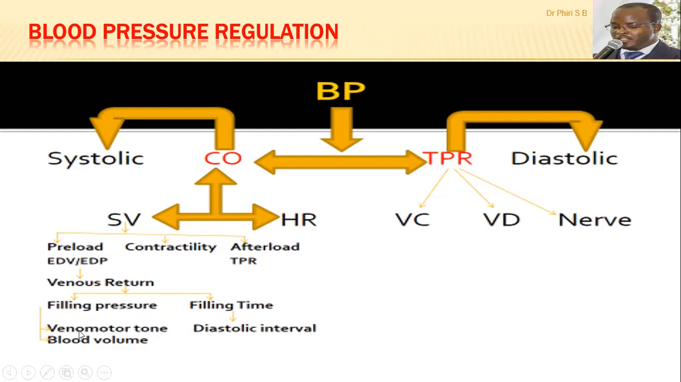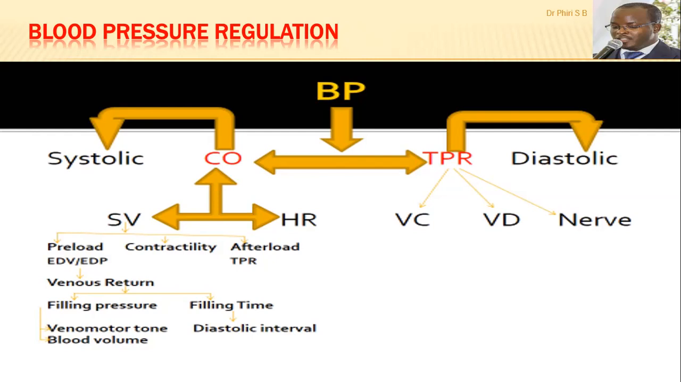If the veins are constricting, you have vasoconstriction. So the compliance of the veins is reducing, you have more blood returning to the heart. Then the end diastolic volume is going to increase, the preload is going to increase, the stroke volume is going to increase, the cardiac output is going to increase, the systolic blood pressure is also going to increase. Then the blood volume itself, if you have more blood volume, the venous return, of course, is going to increase, the preload is going to increase, the stroke volume is going to increase.